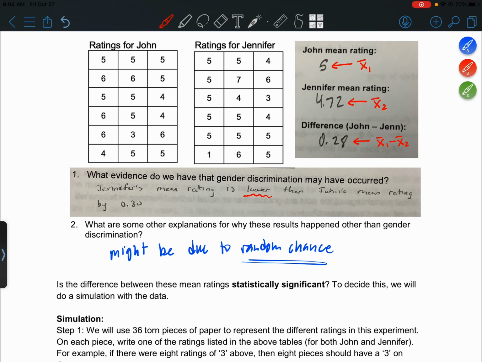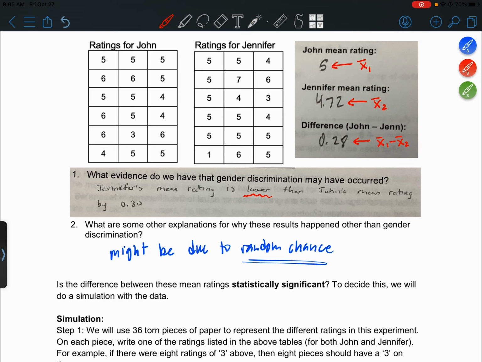Just like we could say maybe Joy can't smell Parkinson's disease, maybe she just got really, really lucky. Okay? So there's always that possibility, right? The result could be due to some factor, like being able to smell Parkinson's or gender discrimination, or the results might just be due to luck.